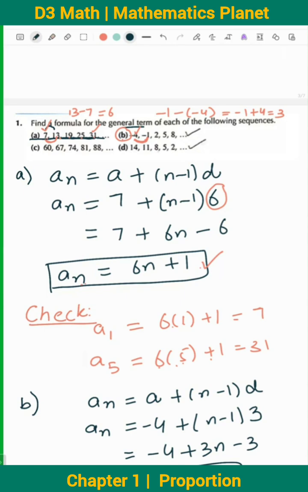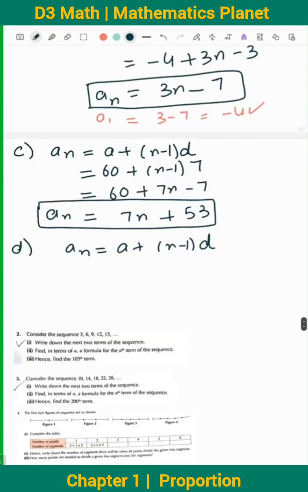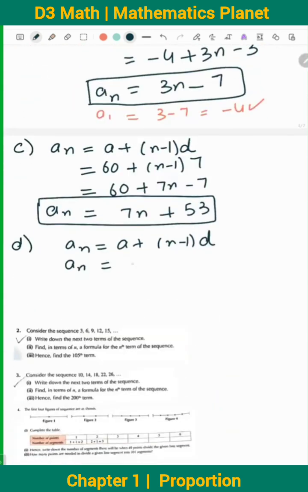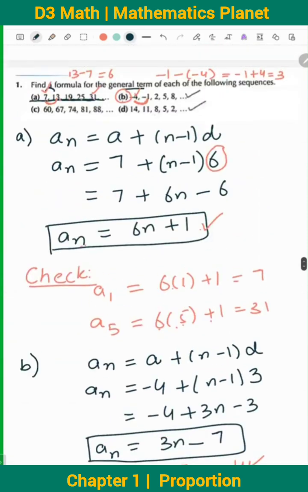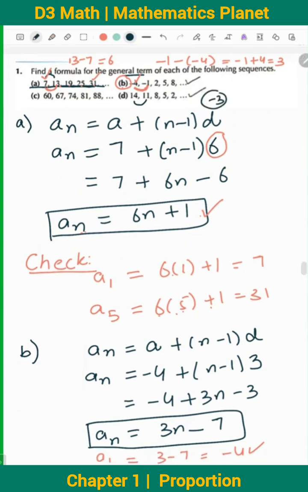Done. Okay. So tell me, what is A? A is 14. Plus n minus 1. What is D? 3. So we get 14 plus 3n minus 3. So we get 3n plus 11. Is there any mistake? No. Let me check again. 11 minus 14 is minus 3. So the difference would be minus 3.